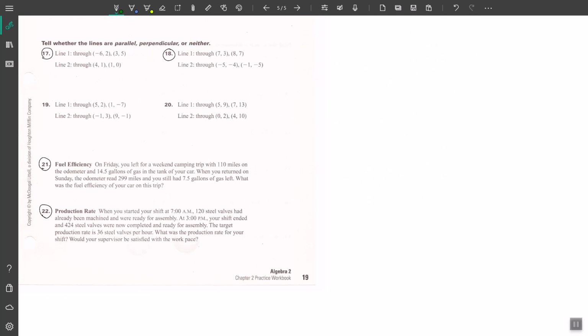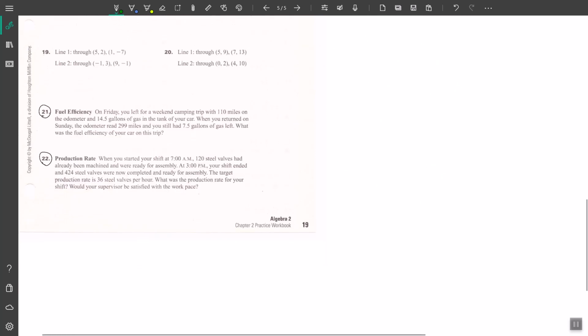Okay, so moving down to the two word problems at the bottom, 21 and 22. 21 is about fuel efficiency. On Friday, you left for a weekend camping trip. You had 110 miles on the odometer already, and you had 14.5 gallons of gas in your tank.